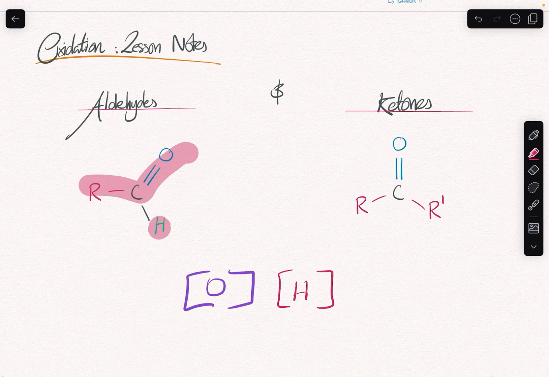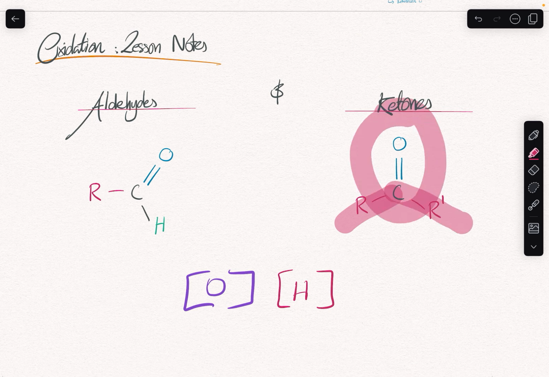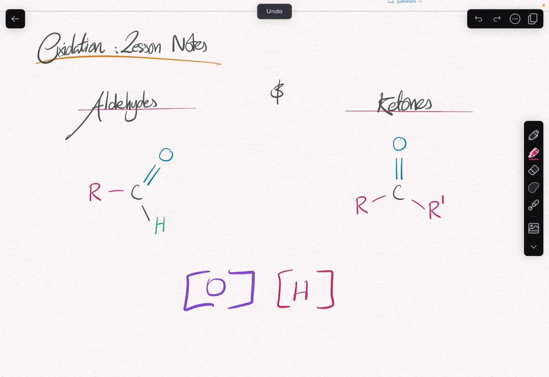It means it's easily oxidized. It can be a little bit more reactive. Ketones, however, they are in the middle of that carbon chain and they have a carbonyl right there. They're less reactive, they're much harder to oxidize, so we're not going to see any oxidation reactions with ketones in this assignment, but we are going to see a reduction of it.